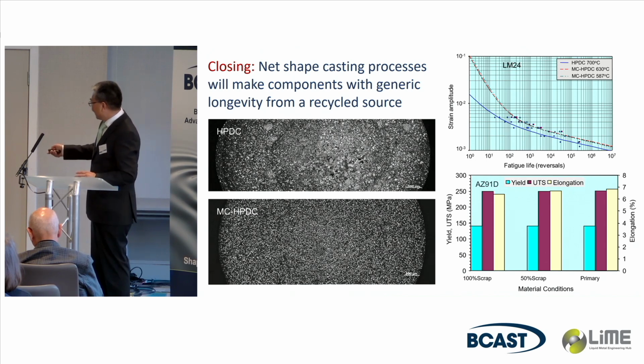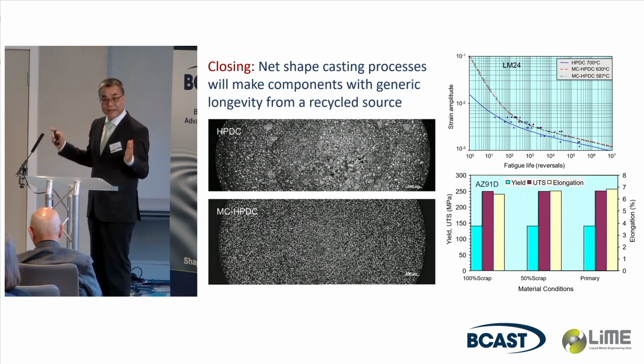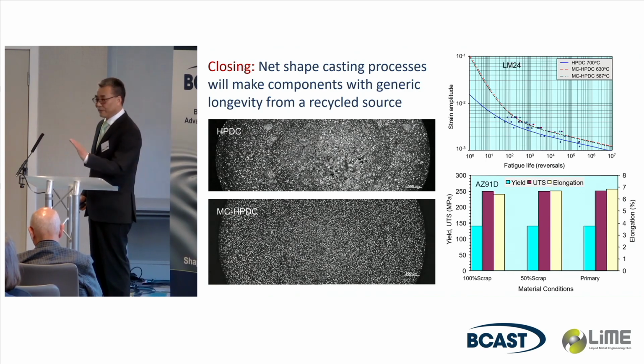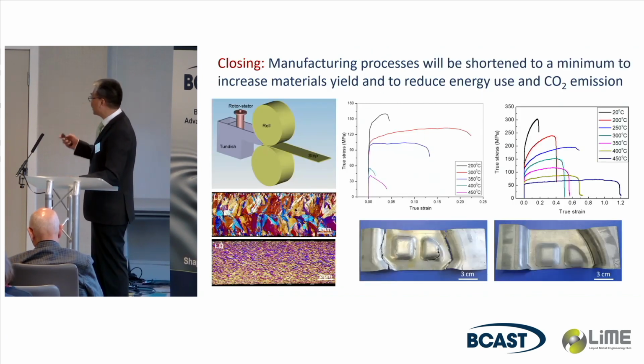Look here: 100% scrap, 100% primary alloys, and 50-50%. You cannot tell the difference at all in terms of mechanical performance. It's because we have got rid of the harmful effect of the inclusions.